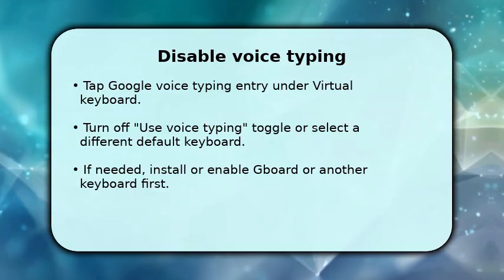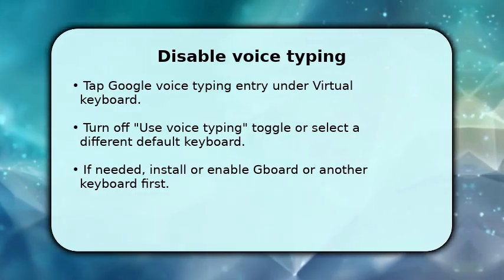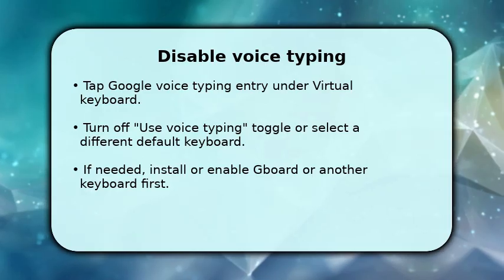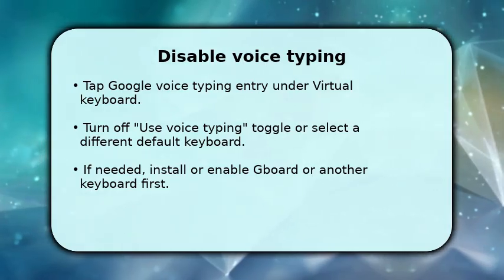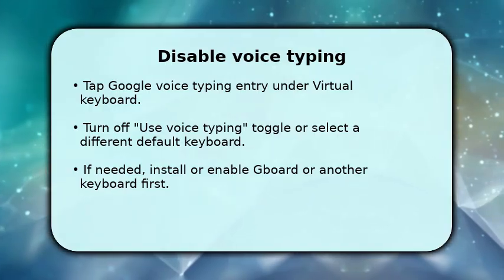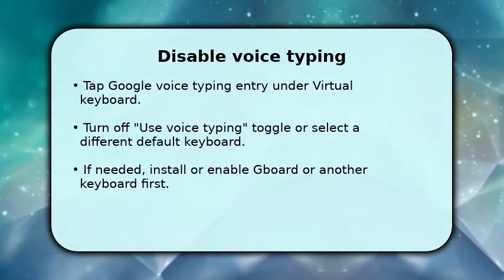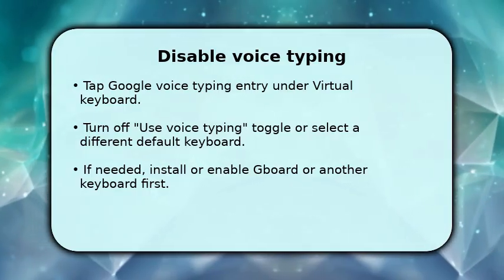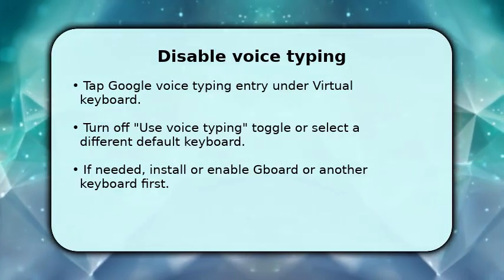Once visible, turn off the Use Voice Typing toggle to prevent automatic mic prompts. Alternatively, select Default Keyboard and pick Gboard or another keyboard you installed. That sets the keyboard as primary. If the keyboard you want isn't listed, install it from the Play Store, then return and enable it under Manage Keyboards. Doing this changes input behavior system-wide.